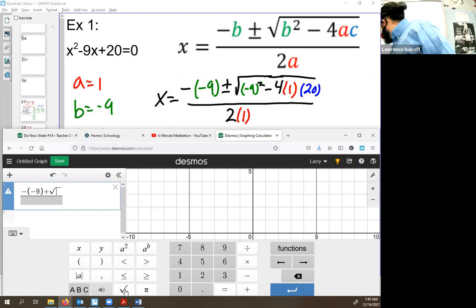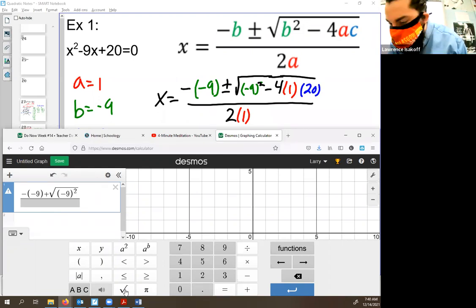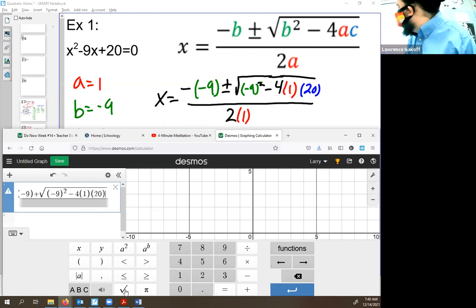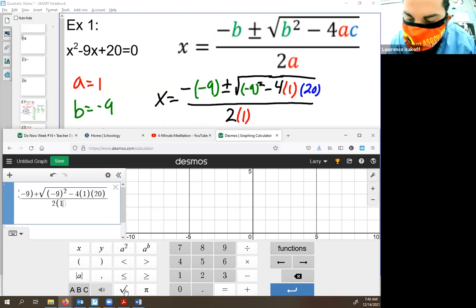There's the square root, and then parentheses, negative 9, close parentheses squared, minus 4 times my A value of 1 times my C value of 20, all over 2 times 1. And we get one of our answers is 5.